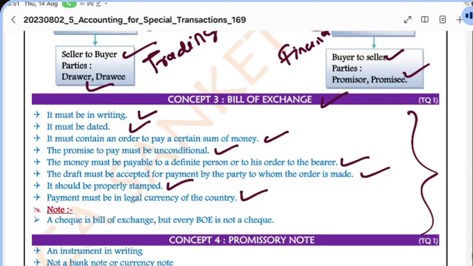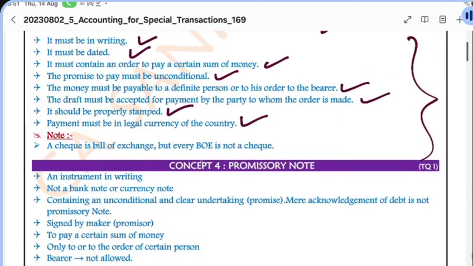Okay, then a check is a bill of exchange, but every bill of exchange is not a check. For example, if Tejas draws a check on me, what is he doing? He is ordering his bank to pay me. Are you able to understand? Tejas is ordering his bank to pay me.